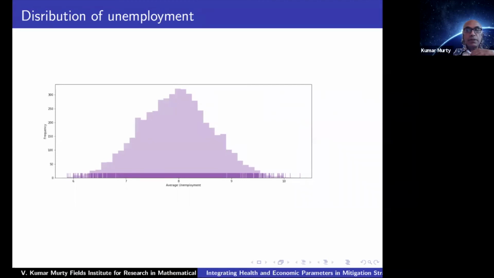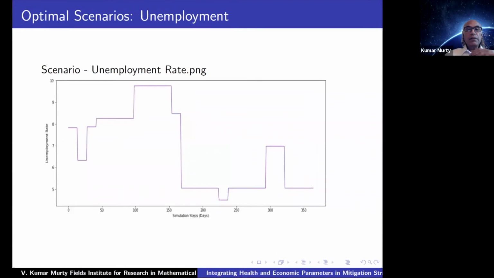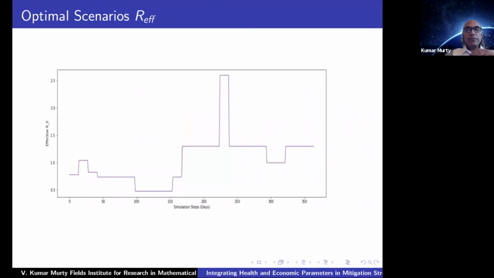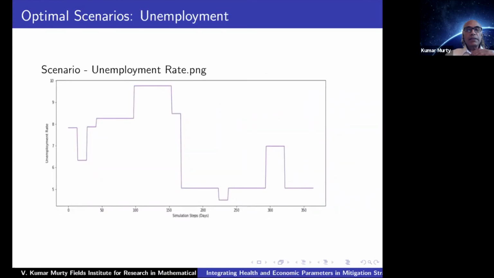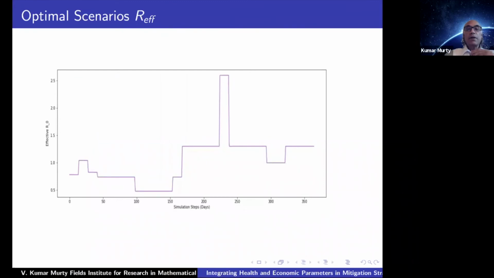Okay, so we have a bunch of scenarios that look okay, and then we find that for unemployment and R effective, there is a particular optimal sequence of policy interventions. There's opening and closing of those five policy interventions that results in this kind of figure of the unemployment rate. It goes up and down, and similarly the R effective also goes up and down. Notice at some point it goes up to something like 2.6, which is probably too high, for a short period of time, and then comes back down.